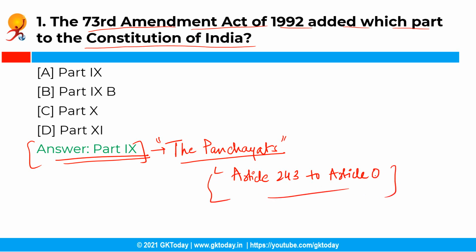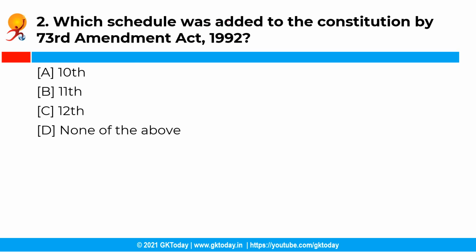the Constitution of India. Now the next question is, which schedule was added to the Constitution by 73rd Amendment Act of 1992? So you have the following options and the correct answer is option B, that is 11th. So the 73rd Constitutional Amendment Act of 1992 consists of provisions from Article 243 to 243O, and in addition, the Act also added a new 11th Schedule to the Constitution of India.